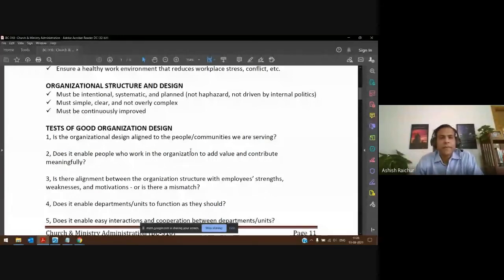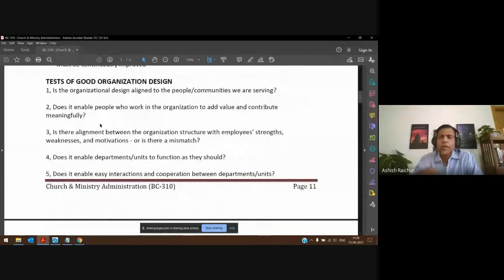Second, does it enable people who are working in the organization to add value and contribute meaningfully? In the organization structure, is there enough room, space, and opportunity in the way you've set up so that people can add value and contribute meaningfully? People shouldn't feel lost. Oh, I don't know where I am. I don't know what my role is. I don't know how what I do is contributing.